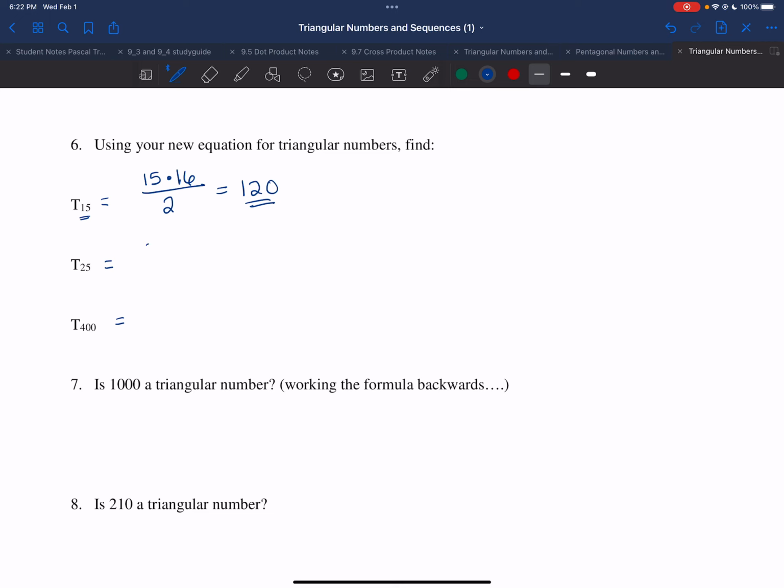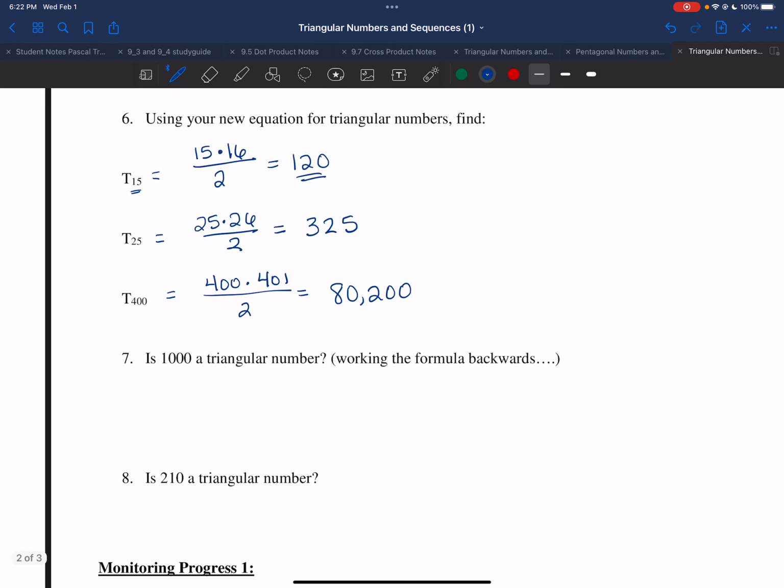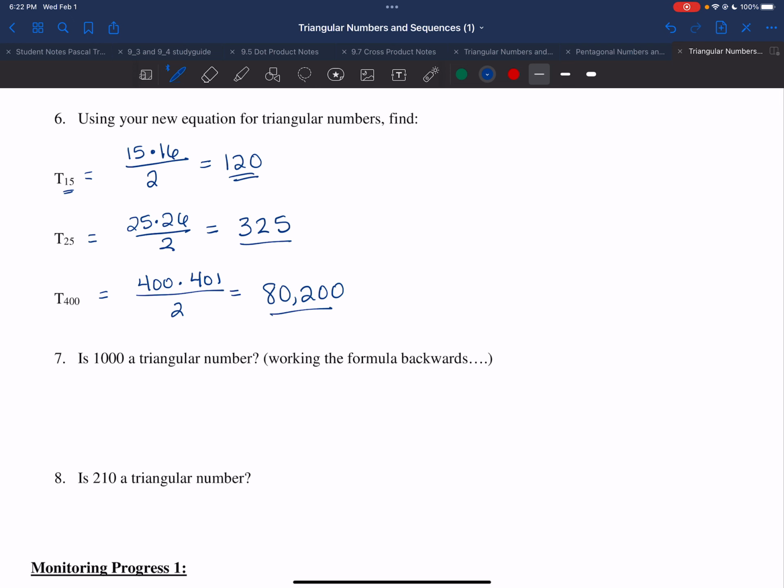T25 would be 25 times 26 divided by 2, and that gives us the number 325. 400, a little bit larger. We've got 400 times 401 divided by 2 is equal to 80,200. Okay, so all of those can be found using n times n plus 1 divided by 2, or 1/2 n times n plus 1.